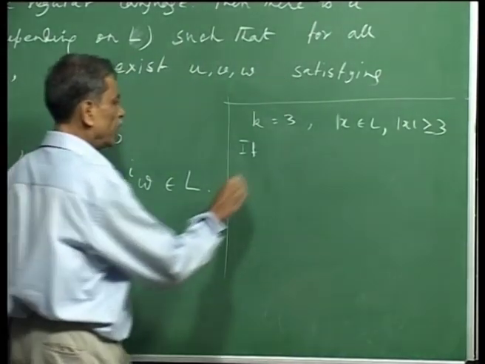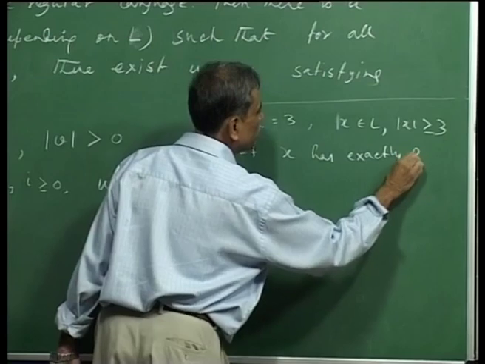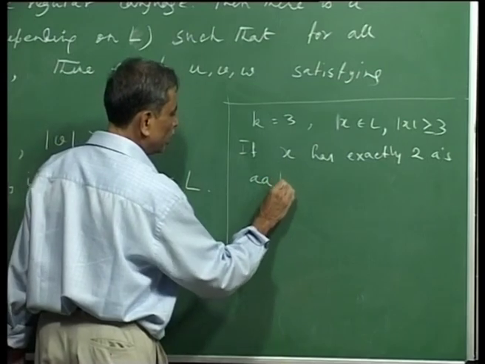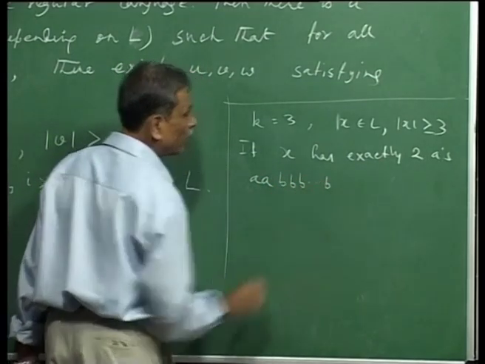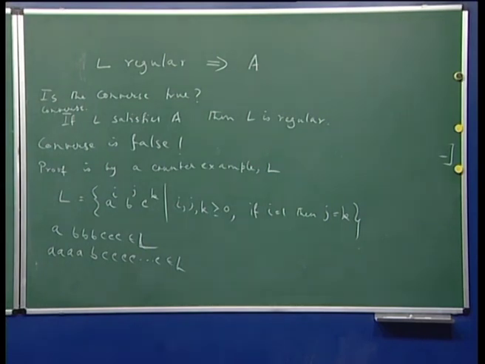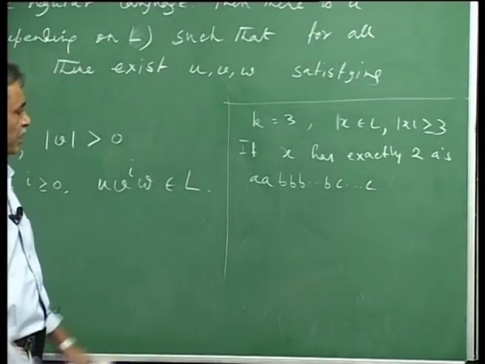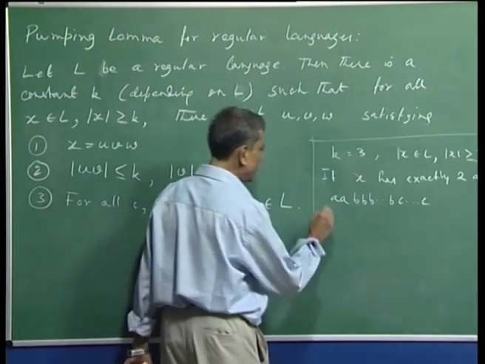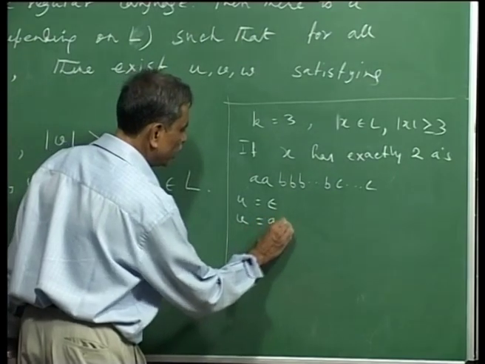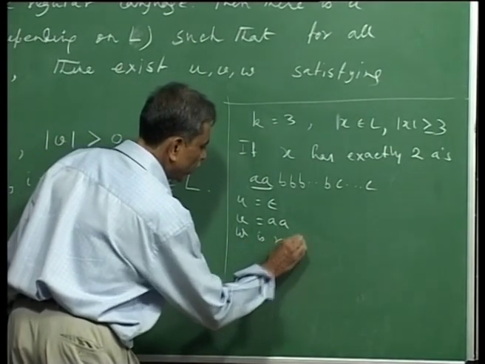And now, if x has exactly 2 a's, then a, then I have a number of b's. Since it is in the language L, there are no constraints on how many b's, how many c's should be there. So, we have a number of b's, number of c's. Then what I do is, in this case, u is empty, epsilon, v is this part a, and w is the rest of x.